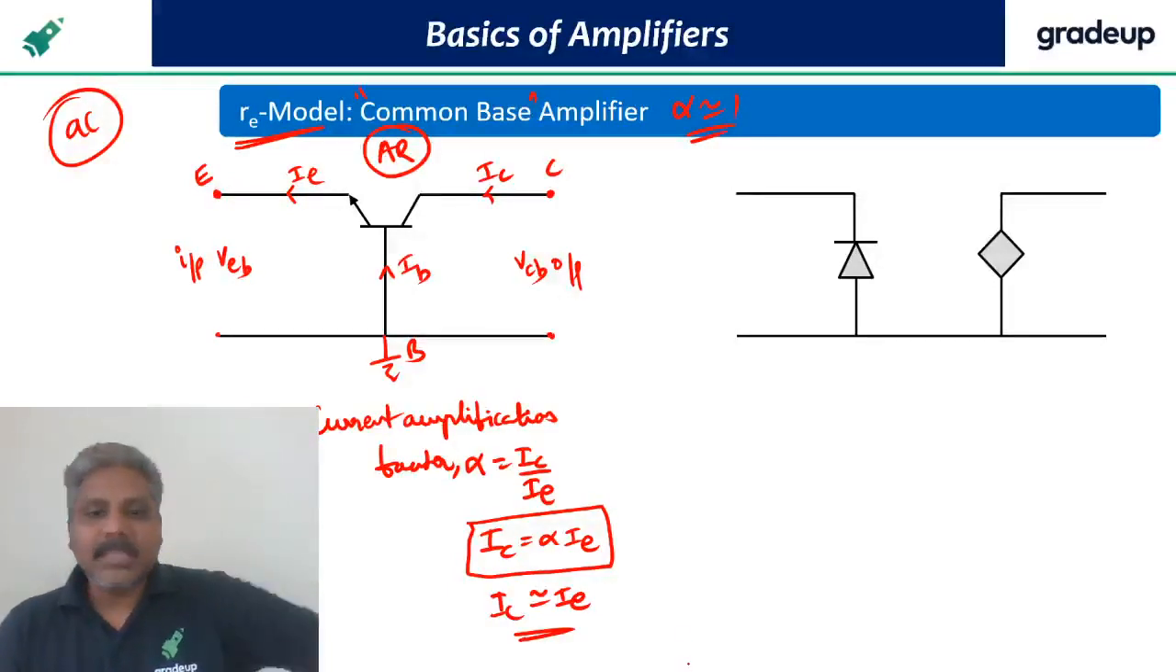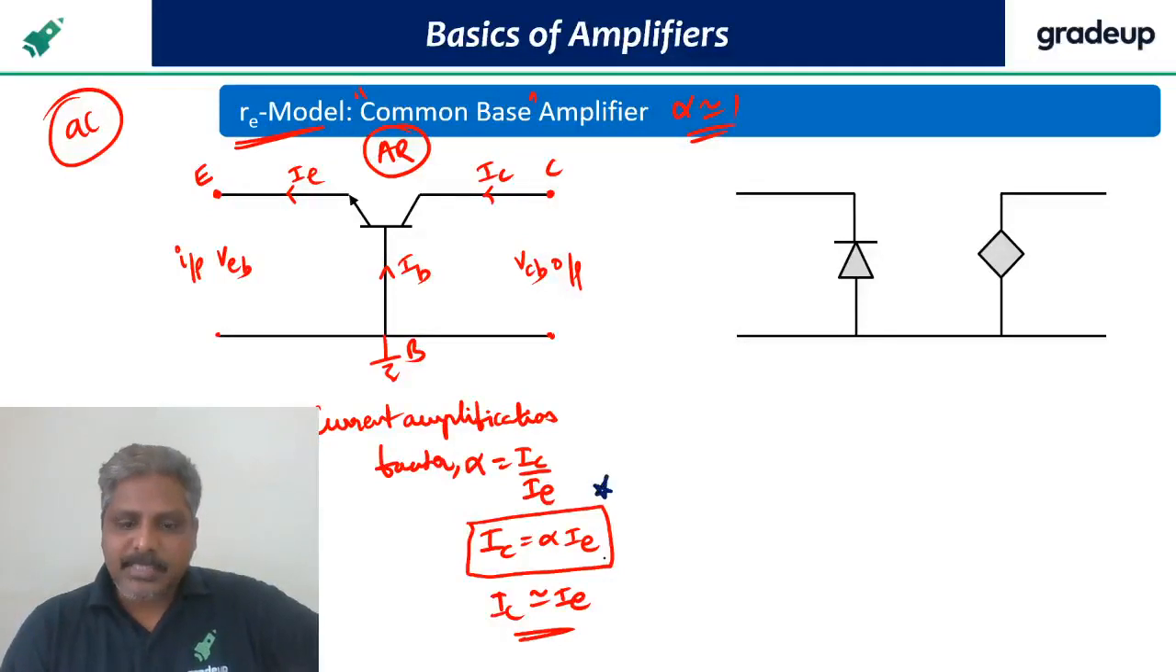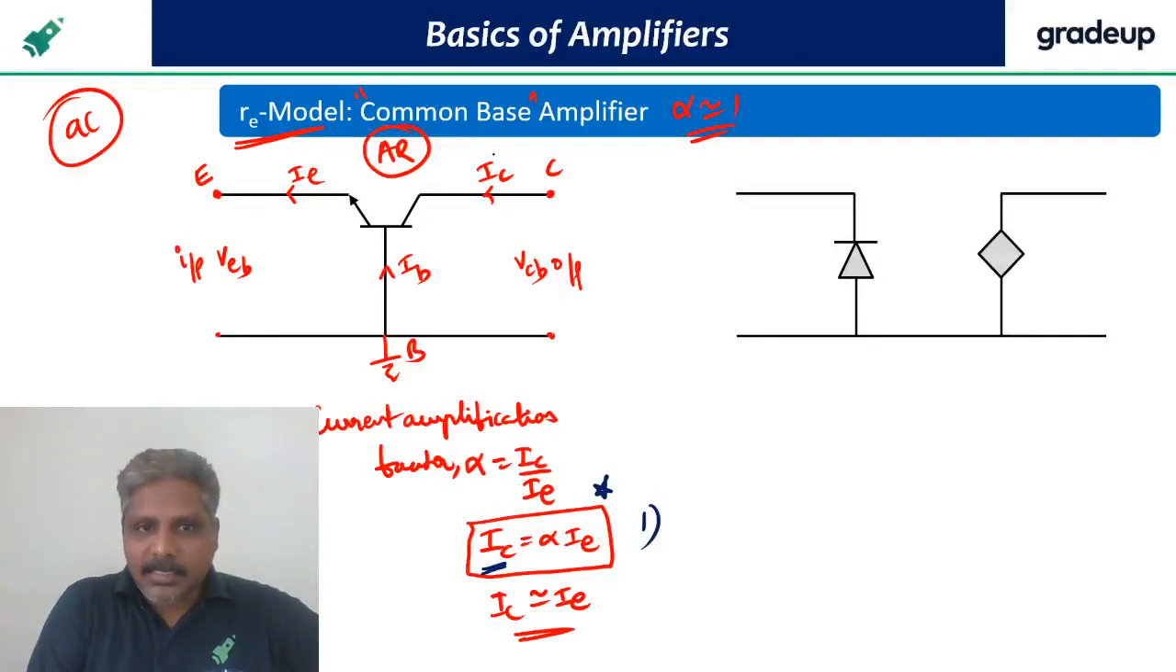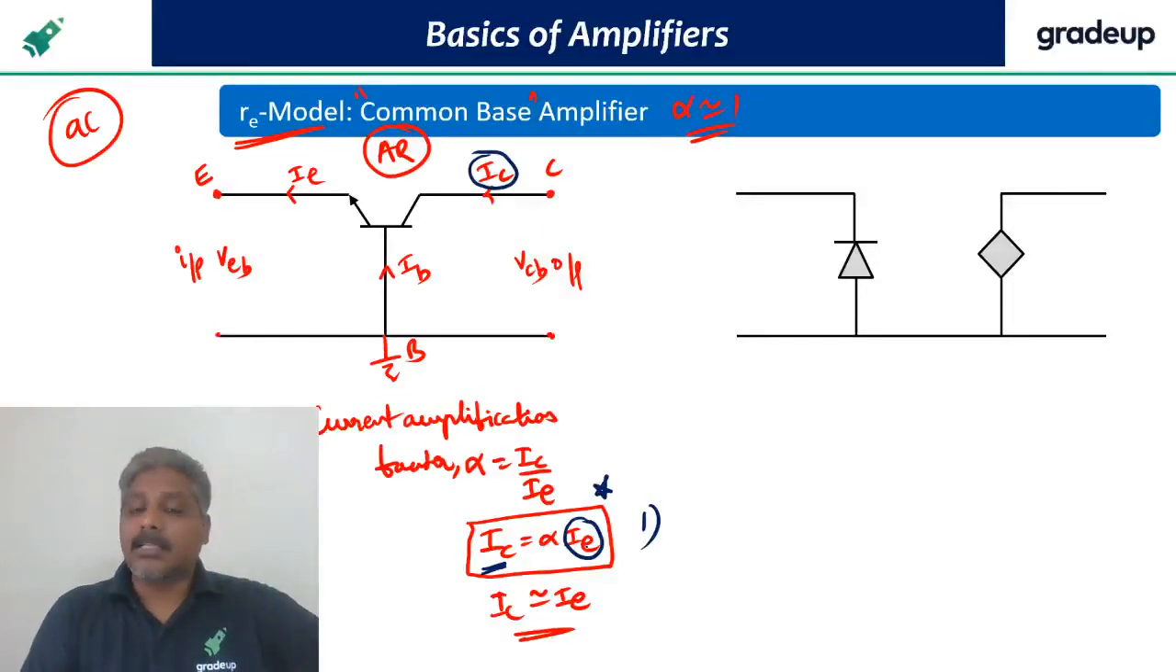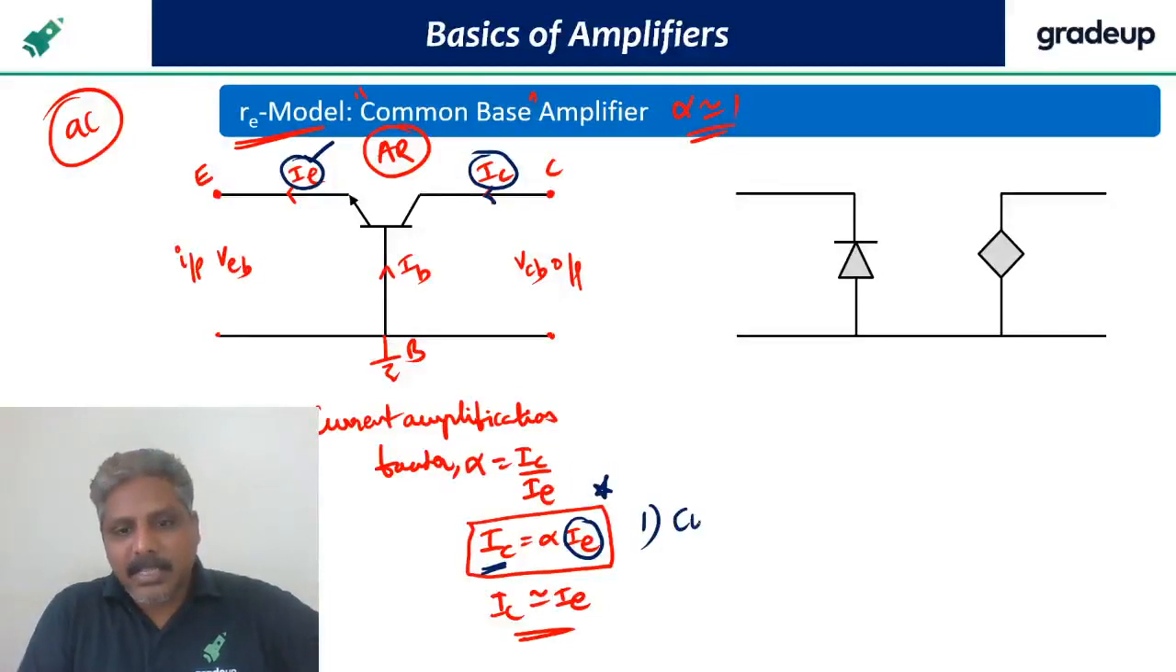See guys, this equation looks very simple: IC equal to alpha IE. It looks very simple, but it tells you a very important meaning. The first meaning is that the current flowing in the collector depends on the current flowing in the emitter. How much current flows in the collector depends on how much the emitter current is. That is why BJT is like a current controlled device.